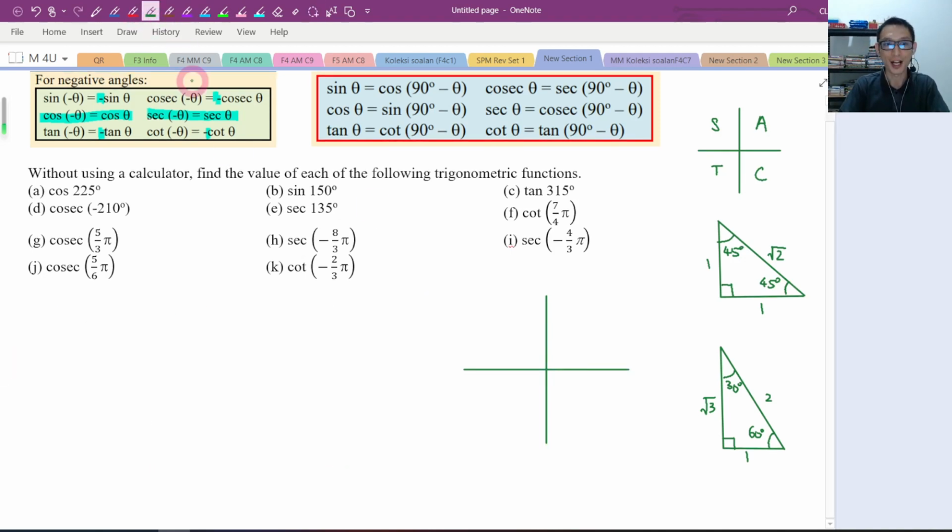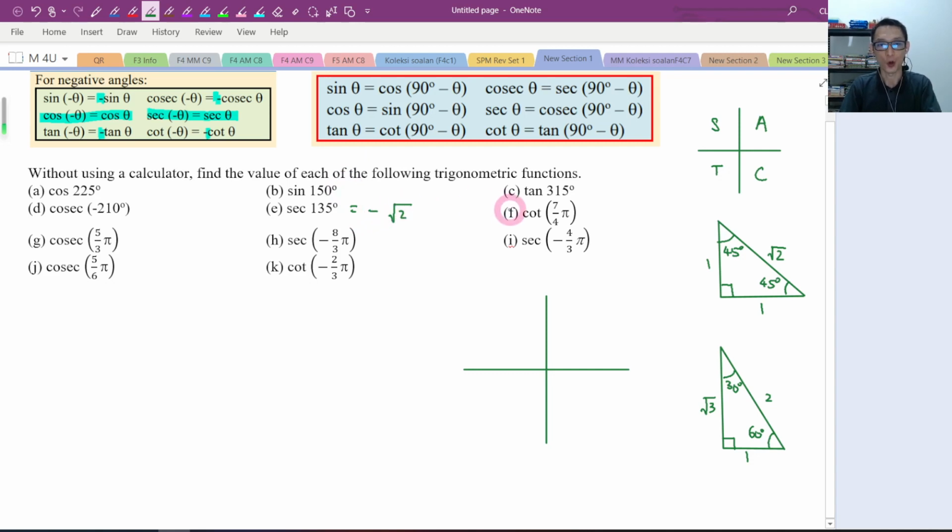Okay, for part E, I will let you try yourself. I give you the answer. Secant 135 degree is equal to negative square root of 2. You just do as what we did just now. I think it should be no problem to get this answer.